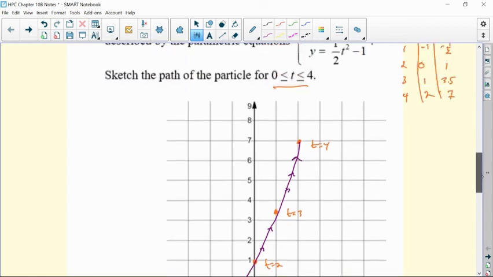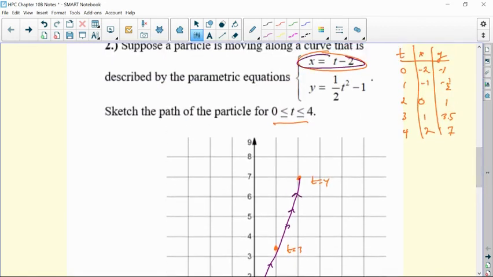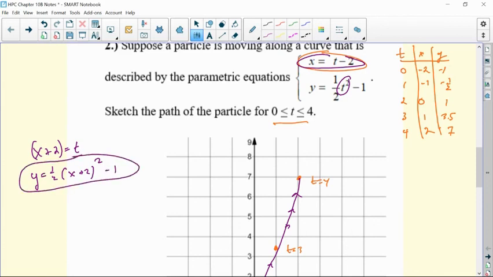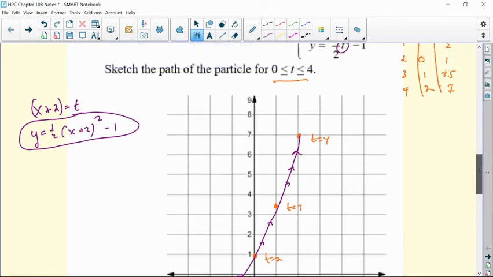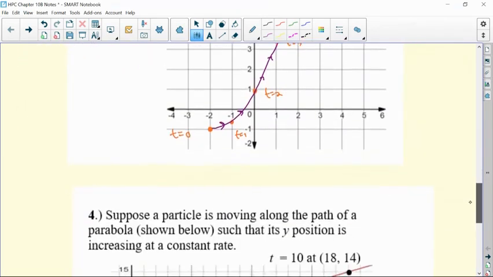And if we eliminate the parameter, just like we did before, if x equals t minus 2, then x plus 2 is equal to t. And if I substitute that here for t squared, y equals 1/2 times the quantity x plus 2 squared, minus 1. How convenient. It's already vertex form of a parabola whose vertex is at -2, -1, and it opens up, and we can see that path. So it's relatively easy when the functions are quote unquote basic to eliminate the parameter.